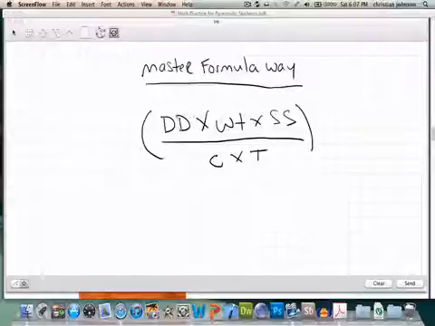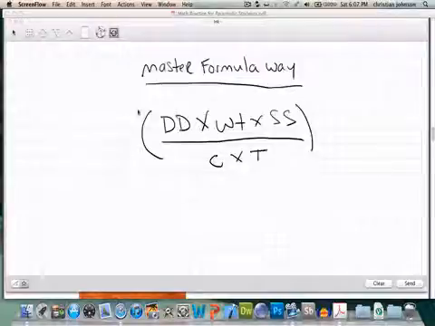Desired dose times weight times solution set over concentration times time. I don't know why, but I remembered it by saying, Dunkin' Donuts will taunt sloppy sheriffs, can't they? It always stuck. All right, it always stuck.